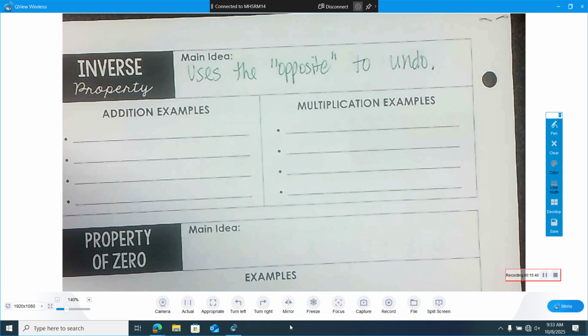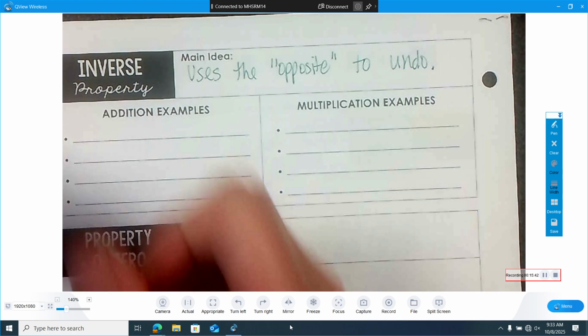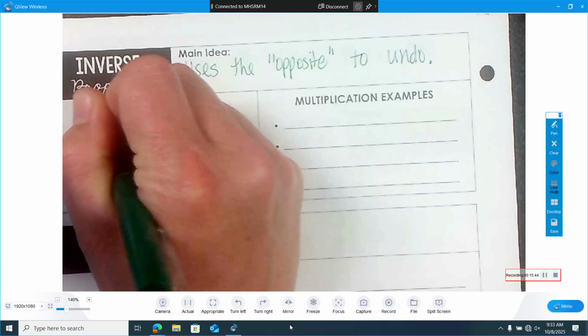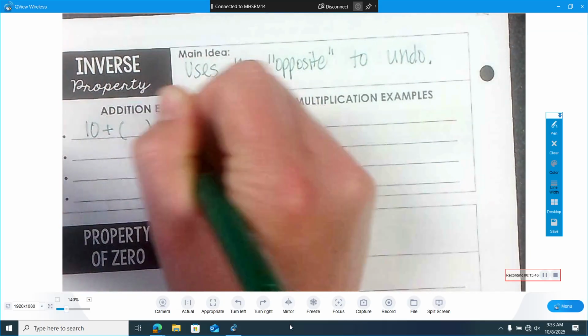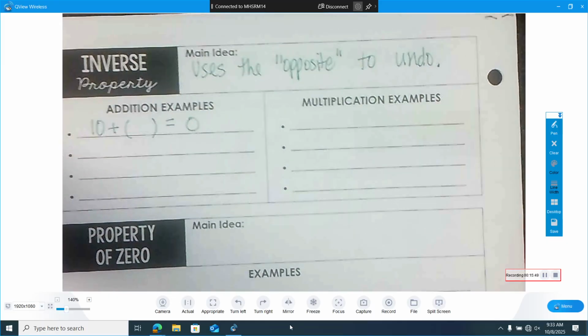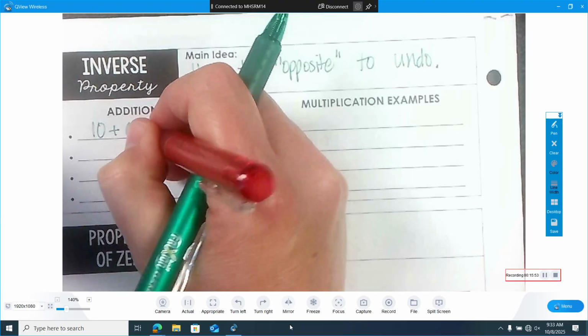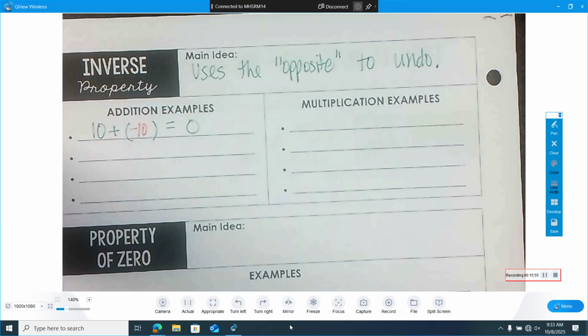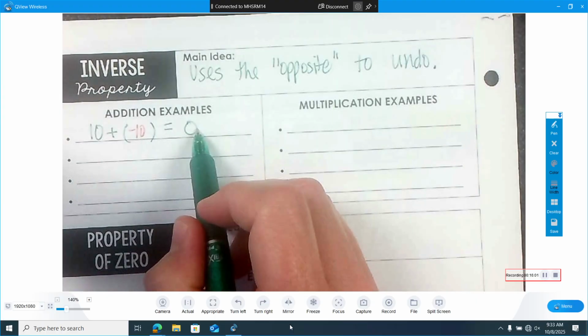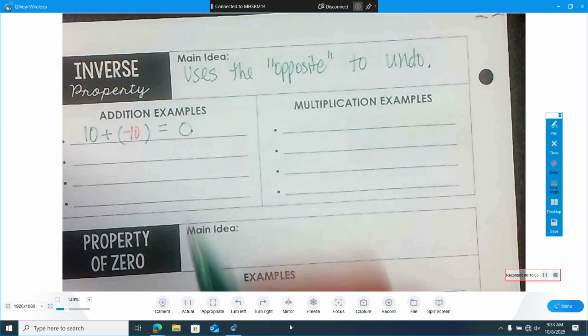So let's see, inverses. 10 plus some number is going to give me 0. 10 plus what gives me 0? 10 plus negative 10. Those are inverses. That is the additive inverse, the number that I can add to it to make it cancel out, to make it undo itself.